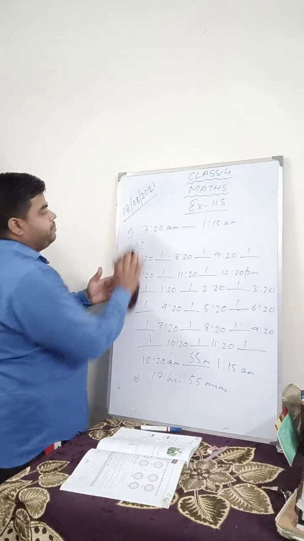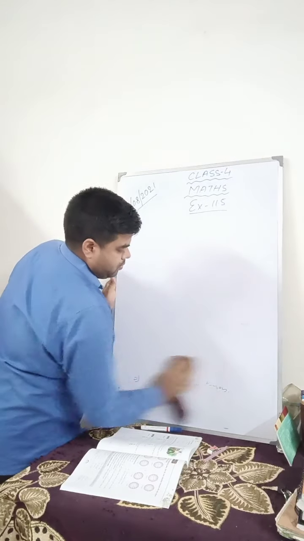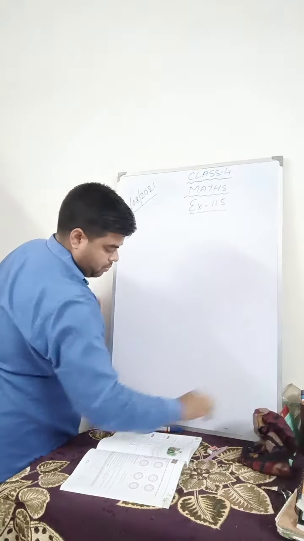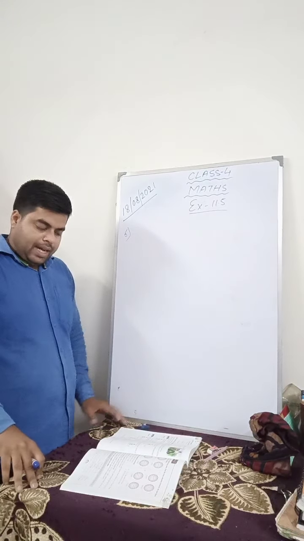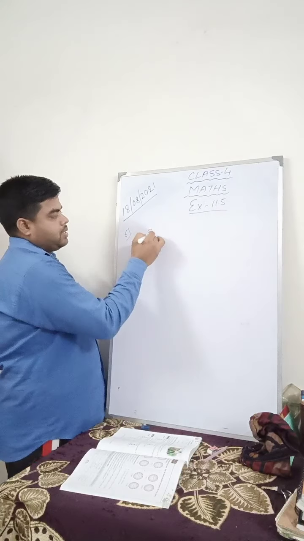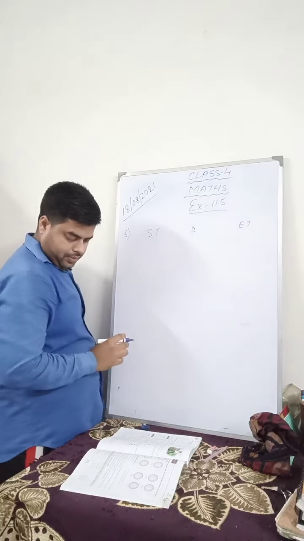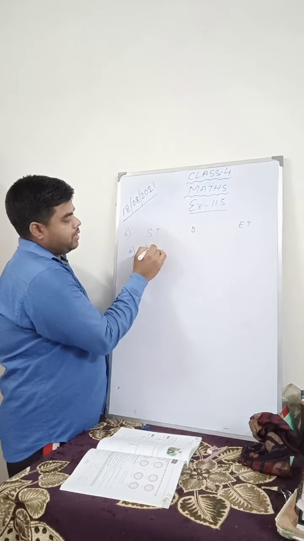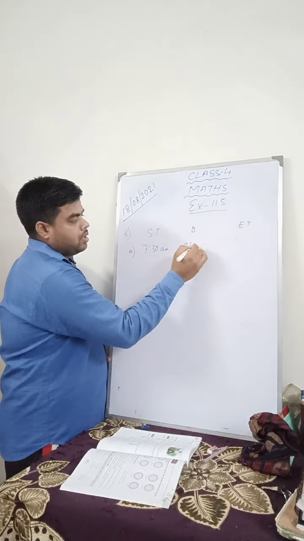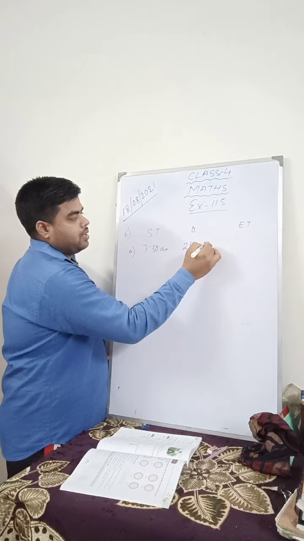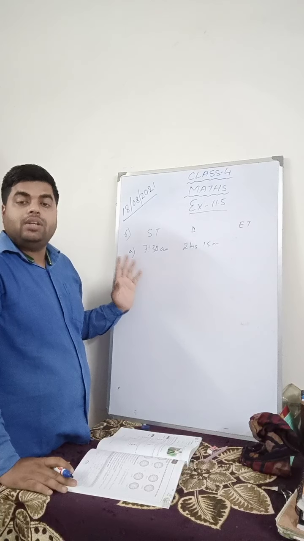Number 6. In question number 6, they have given you the starting time and the duration. So let us see starting time, duration and end time. Number 8, 7:30 AM. The duration is 2 hours 15 minutes. So first you calculate from 7:30, what will be 2 hours?